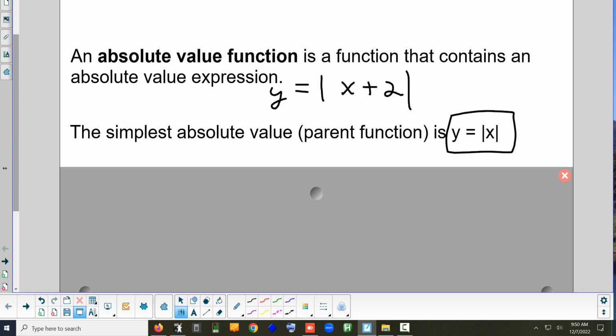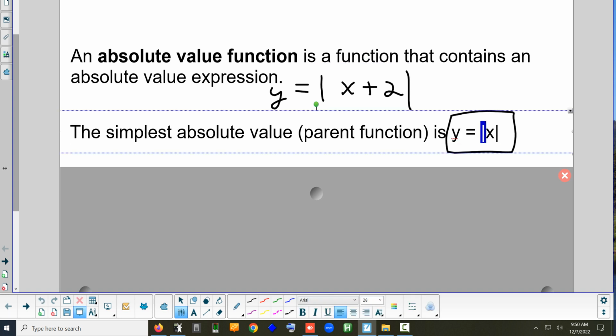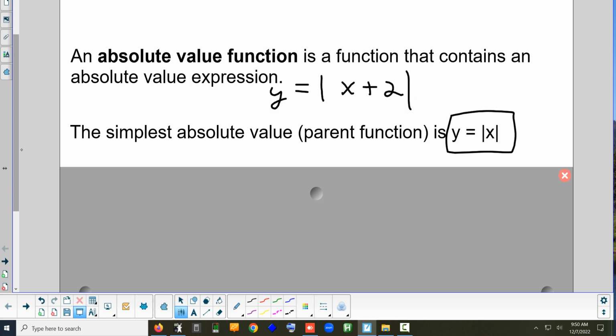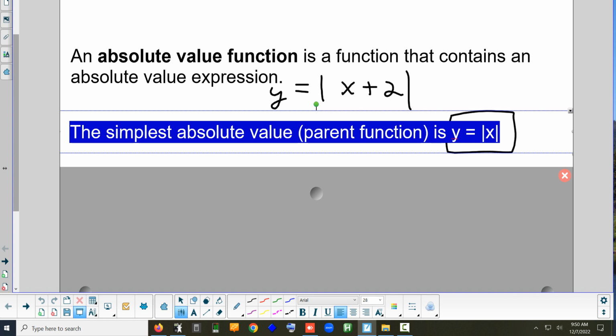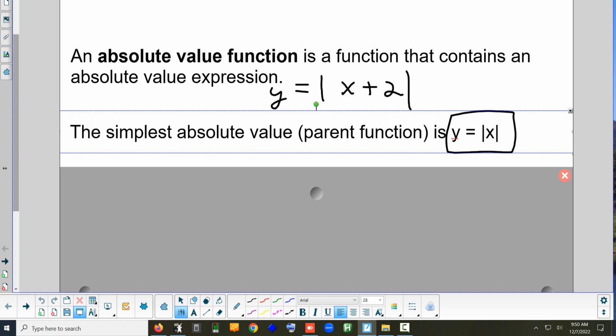The reason they call it parent is because if you think of it like your parents, you come from your parents. Well, this comes from this somehow. It's a little bit different. Like, you're different than your parents, but it's based on this one. You modify it somehow. Maybe you put a plus 2 inside. Maybe you put a minus 2 on the outside. But this is the most basic one that we could have, and that's called the parent function.